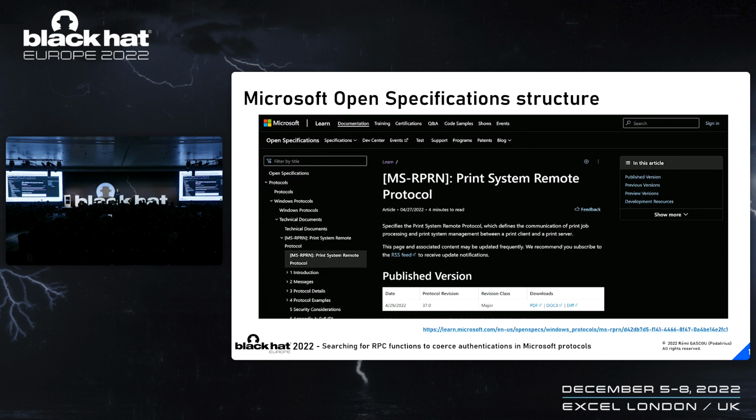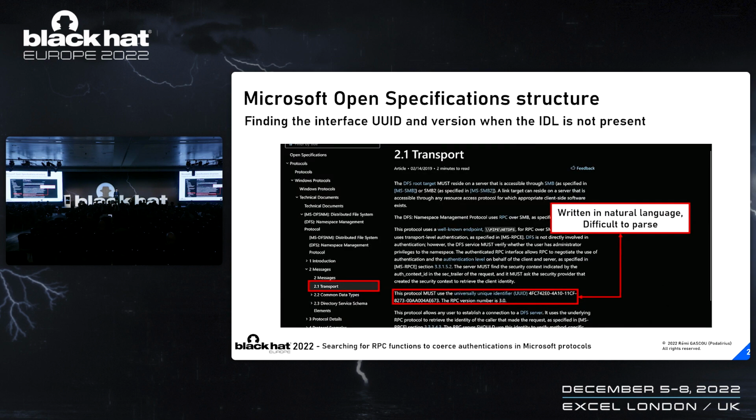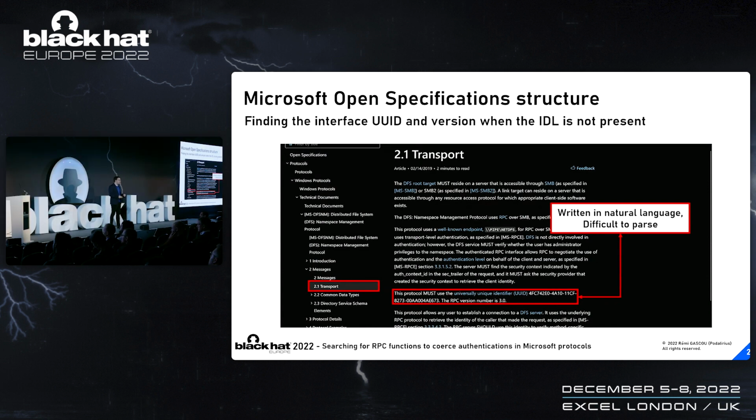And on the left, you see multiple sections. These big sections are introduction, messages, security examples, protocol examples. You will have a lot of things, and inside it, you have various sections that can be very useful to find information for this research. The first one is the section 2.1 transport, which in most of the cases, will hold all the information we need to connect to the service that runs these RPCs.